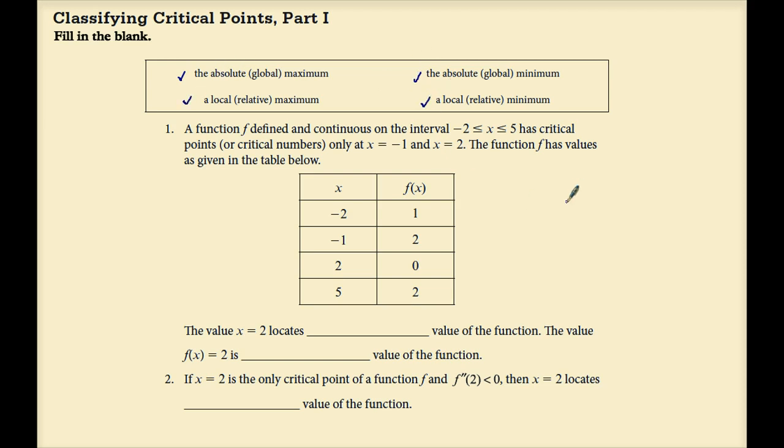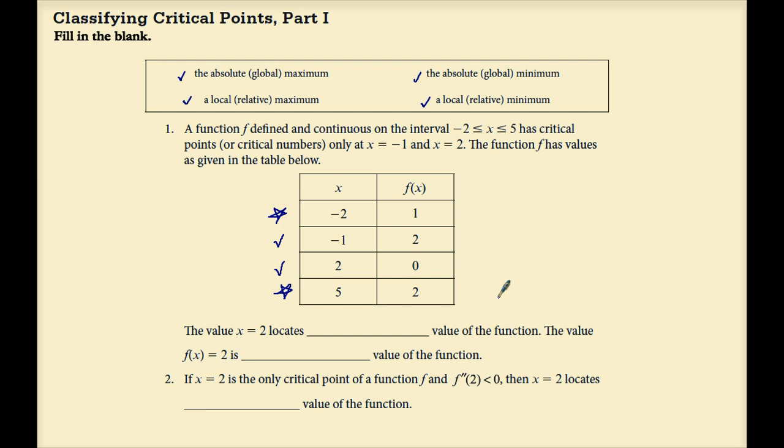Number 1, a function f defined and continuous on the interval -2 less than or equal to x less than or equal to 5 has critical points or critical numbers only at x equals -1 and x equals 2. The function f has values as given in the table below. -2 and 5 are the endpoints of the interval. -1 and 2 are the only two critical numbers of the function. Therefore, these are the only candidates at which extreme values might occur.